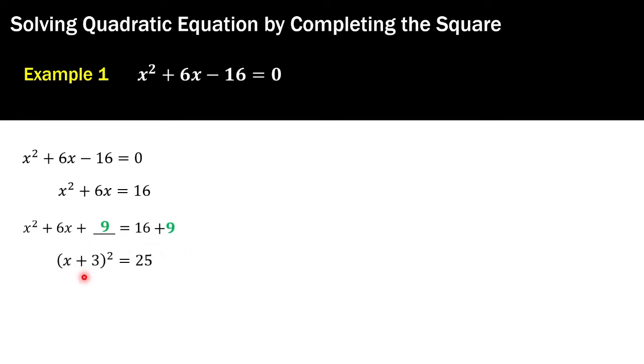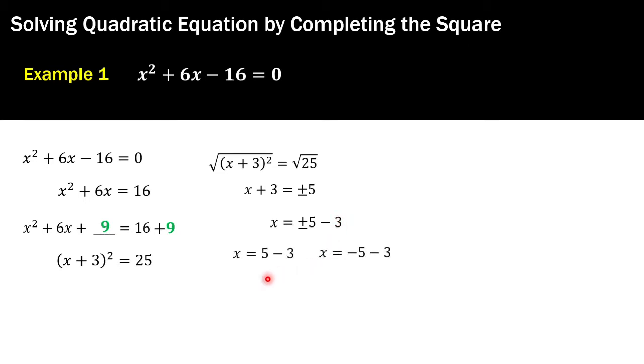The left side can be written as the squared quantity of x plus 3. 16 plus 9 is 25. Getting the square root of both sides of the equation, we can have x plus 3 is equal to the square root of 25, which is positive or negative 5. Transposing 3 to the right side of the equation would give us 5 minus 3 and negative 5 minus 3. Simplifying, we can have x is equal to 2 and x is equal to negative 8.